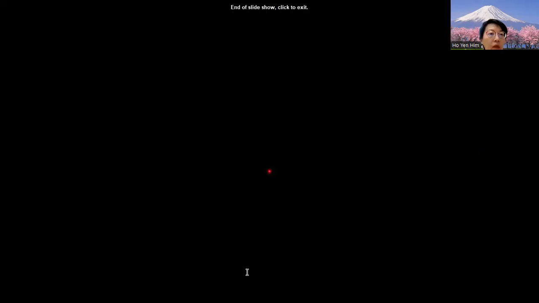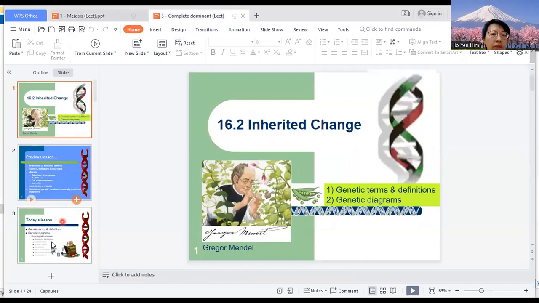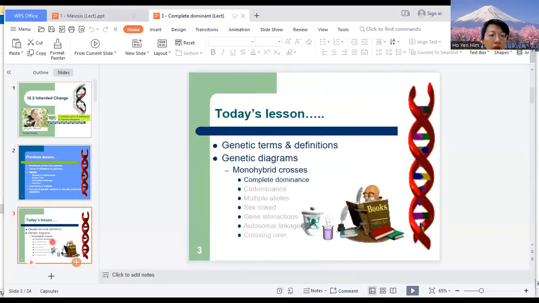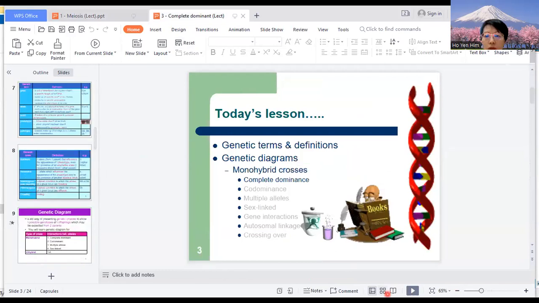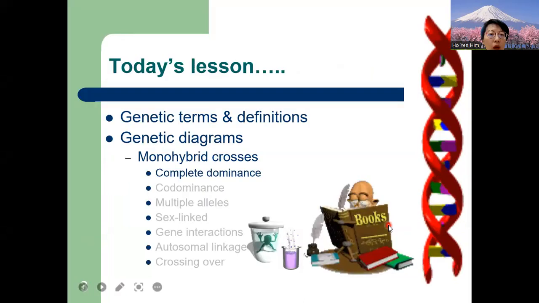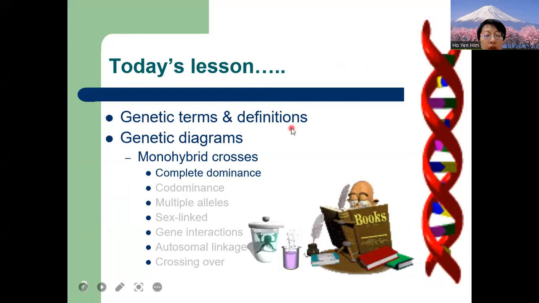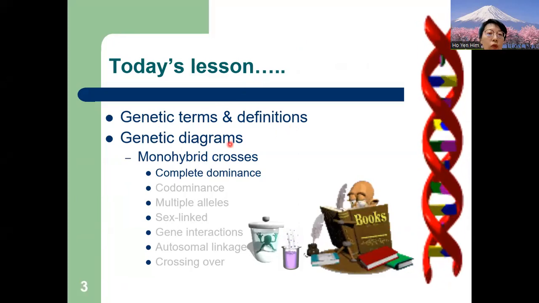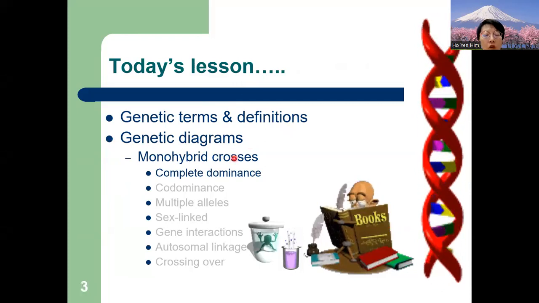Okay. So now let's look at, where's my slide? Okay, this one. So this one is what we're going to do today because I have already done this with another class already. So you have to do it together. Okay. So let's do it. So today, we're going to look at some genetic terms and definitions before we go into genetic diagrams. For genetic diagrams, we're going to look at monohybrid crosses.